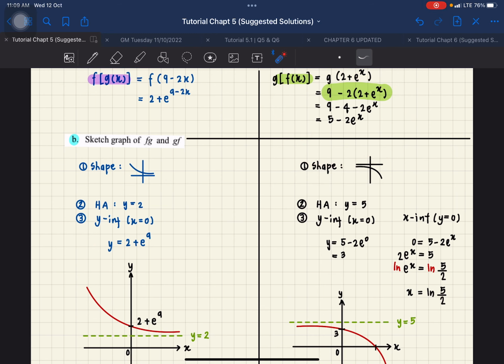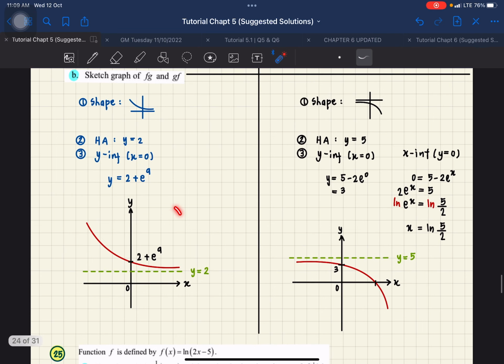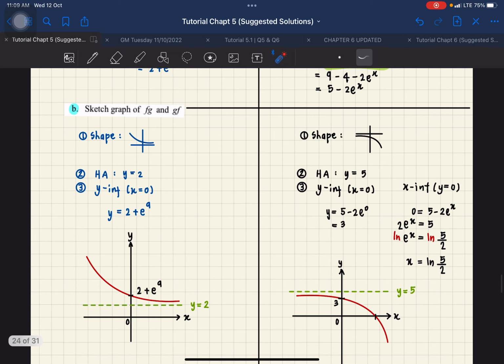Okay, so sketching the graph, dia cakap sketch graph of FG and GF. Dia tak sebut in the same diagram. So which means that you can do these graphs split. Okay, maksudnya awak buat sebelah kiri FG and sebelah kanan awak buat untuk GF. Tak ada masalah. Okay, so sketching graph of exponential function, saya rasa awak dah tak ada masalah for sketching.